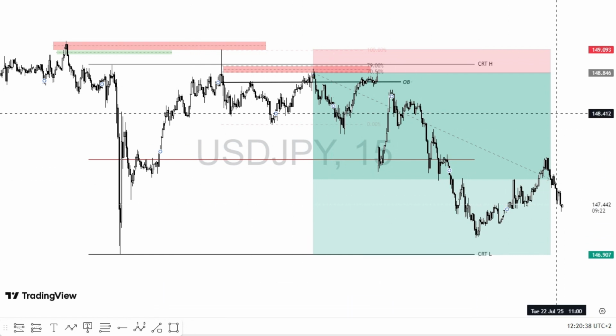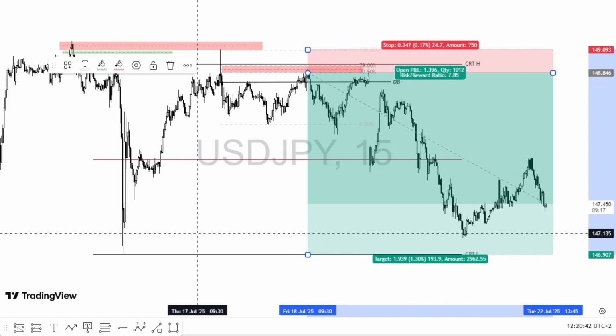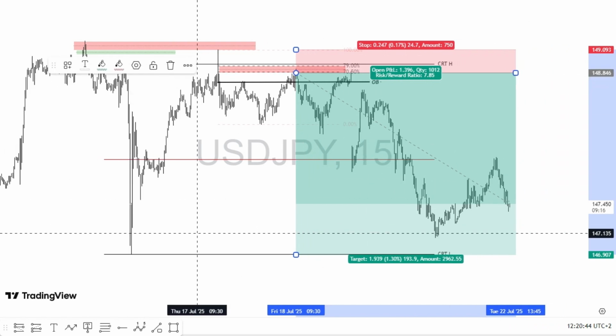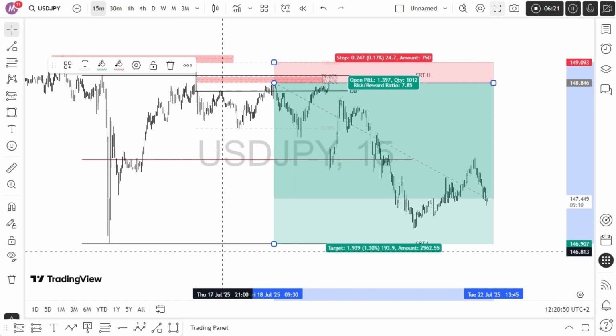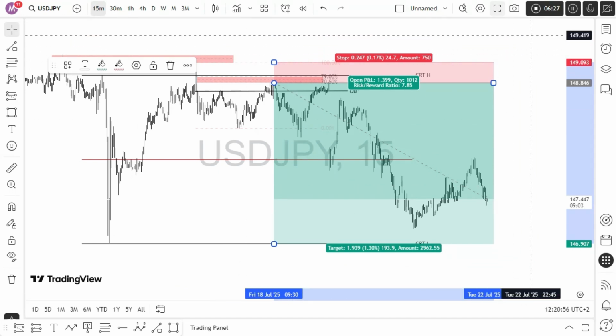This is the simplest and the easiest money making strategy, guys. Try on a demo account and see what happens, guys. Thank you for watching. This is USDJPY strategy analysis with CRT with Brown's FX.